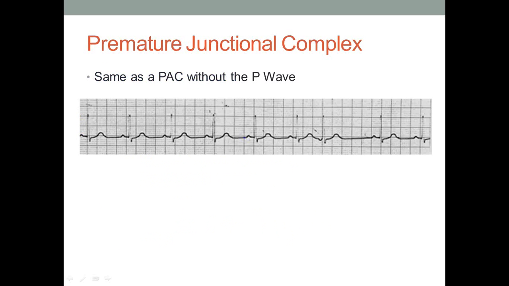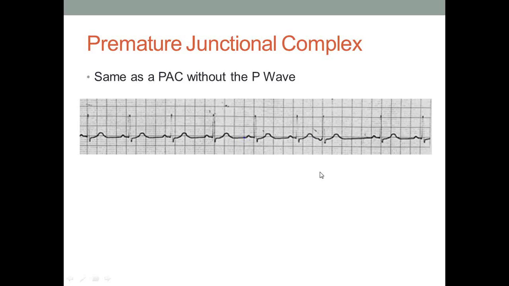So think back to our PACs and our PVCs. Our premature atrial complexes were narrow and they had a P wave. They were just a random beat on an underlying normal rhythm. Our PVCs, our premature ventricular complexes, were wide QRS complexes found within a fairly normal underlying rhythm. Now we have a PJC, a premature junctional complex. The premature junctional complex will be the same as the PAC, however, its P wave will not be normal.